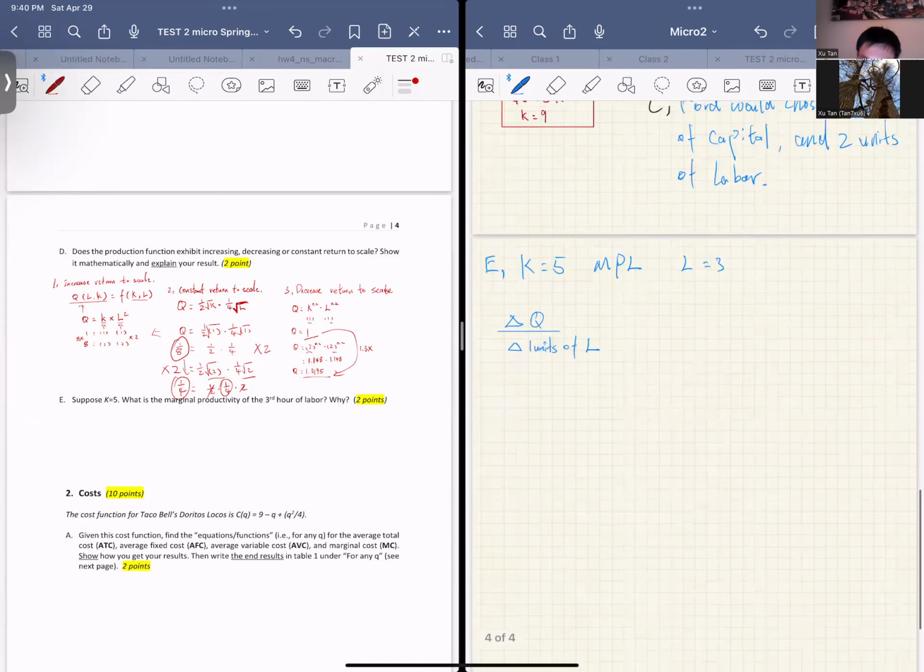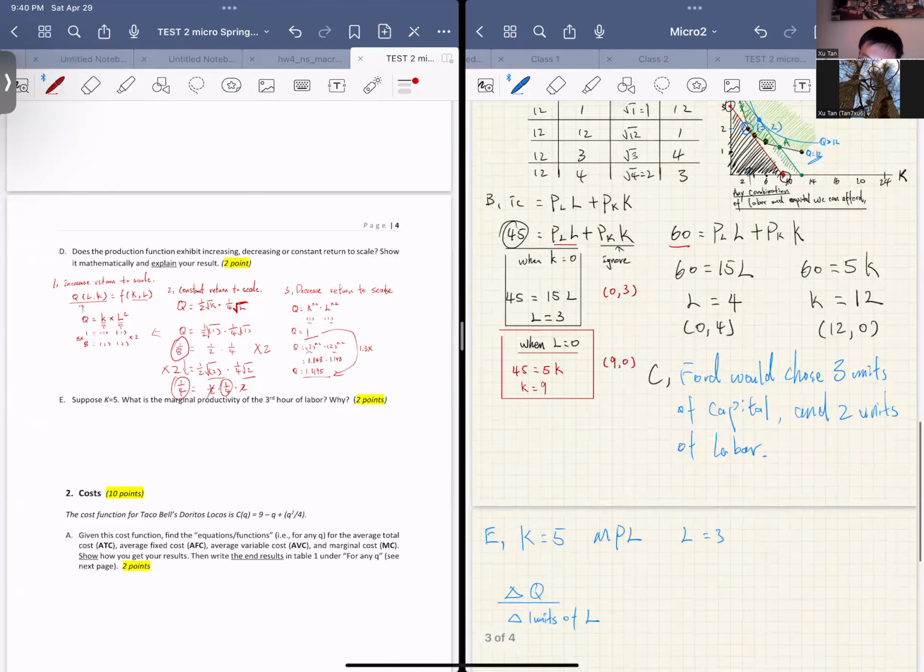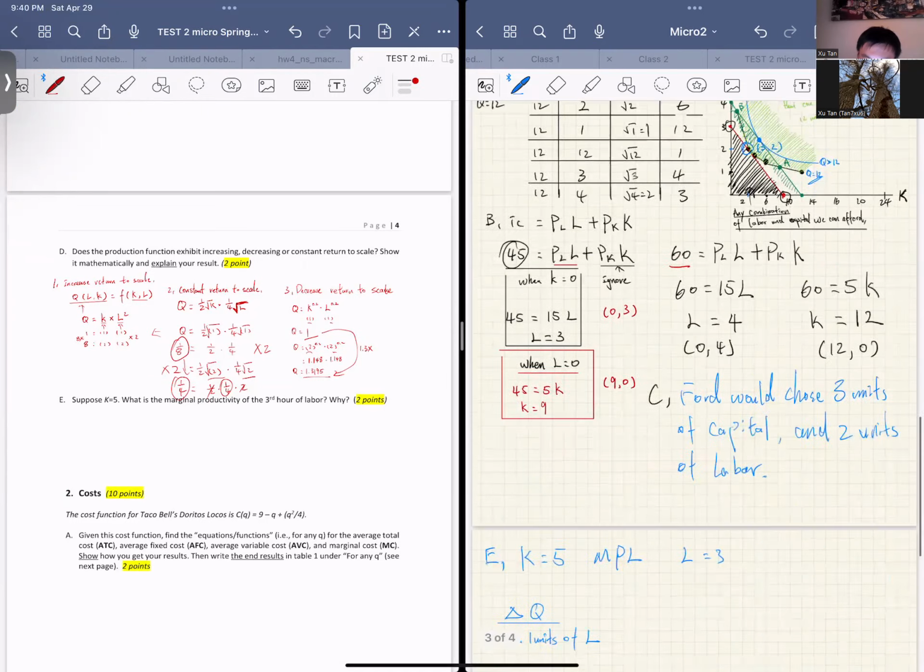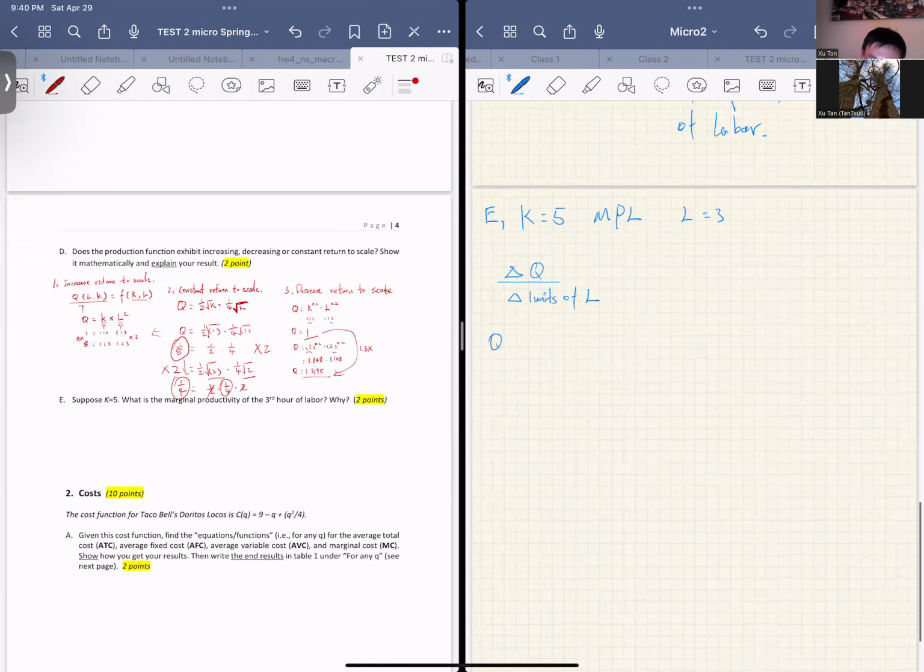If you have learned calculus, it's fairly trivial. It's basically just the production function Q equals K times L squared. You just take the derivative with respect to L.